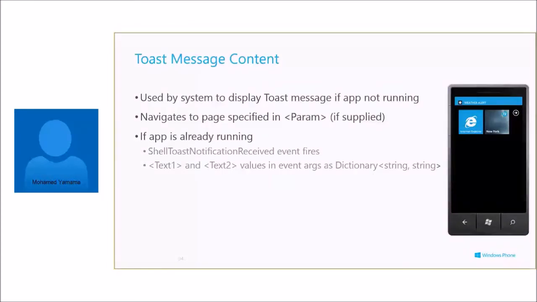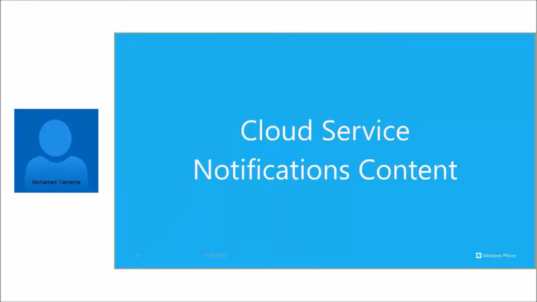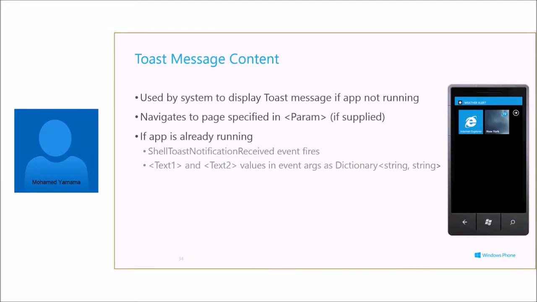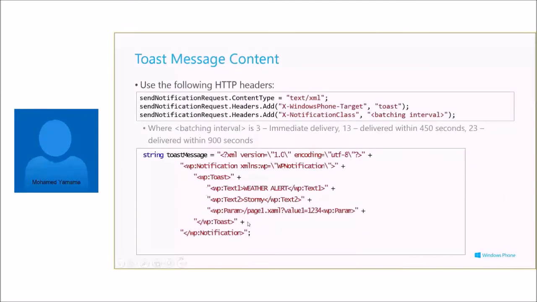So what about the cloud service notification content? What can you send? You can send a toast message. It's used by the system to display it. This is an example of a toast message. A toast message consists of a title and a body. If the application is running, then nothing is displayed. If the application is not running, then you get this toast message. That's the way you send it.